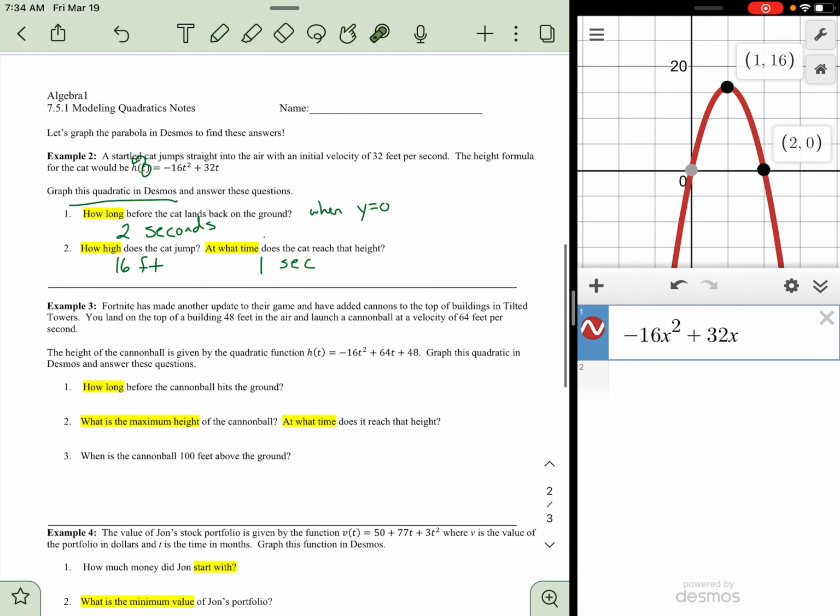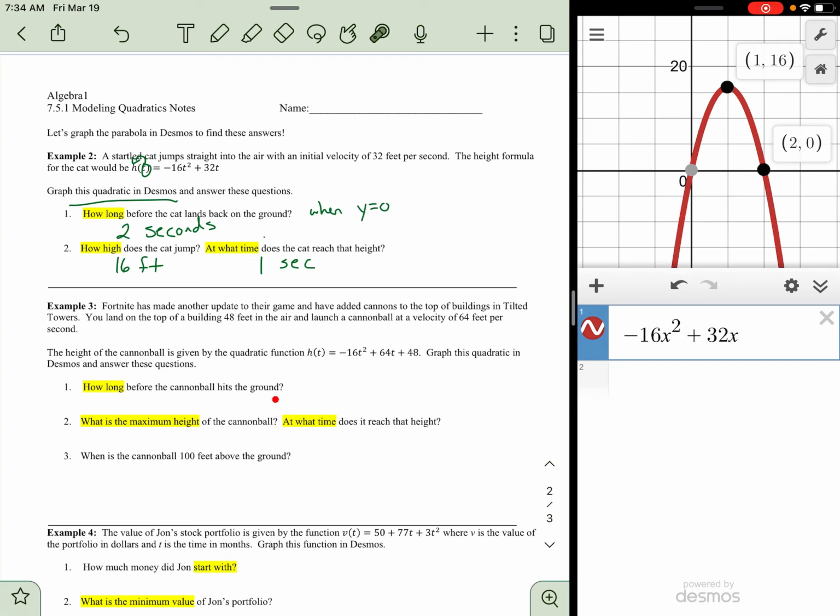Another update to their game and have added cannons to the top of buildings in Tilted Towers. You land on the top of the building 48 feet in the air and launch a cannonball at a velocity of 64 feet per second. Excuse me. We're having all kinds of difficulty here. The height of the cannonball is given by the quadratic function, negative 16t squared plus 64t plus 48. Graph this quadratic in Desmos and answer these questions.